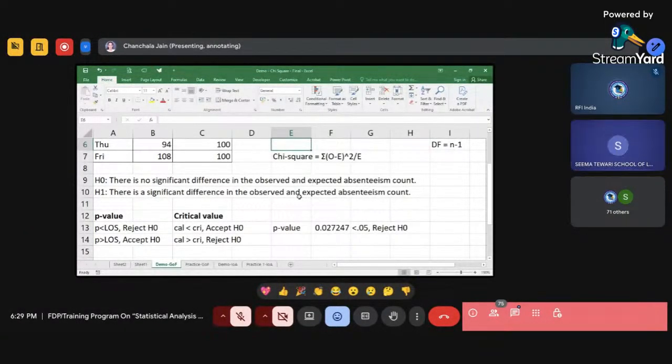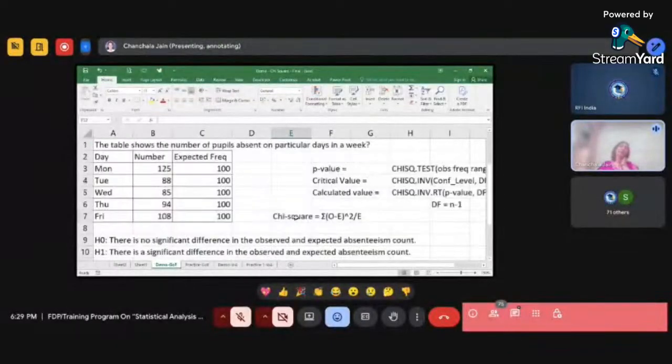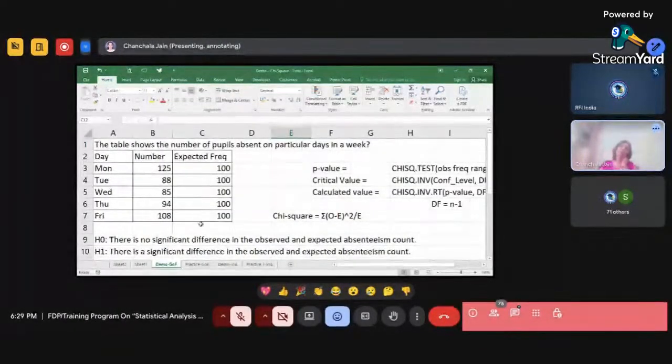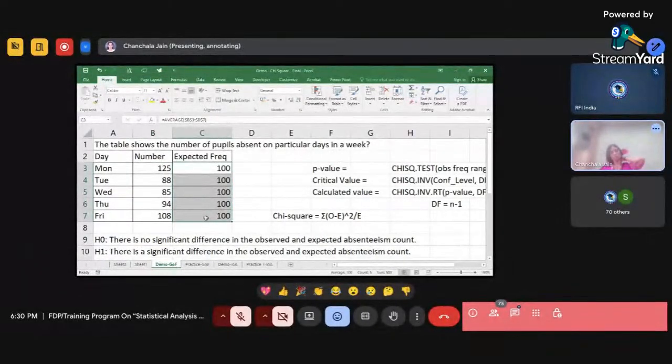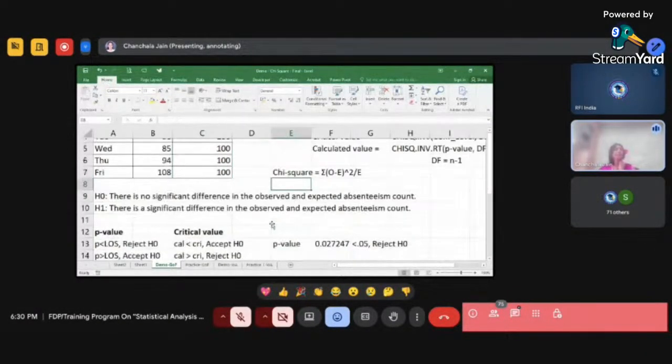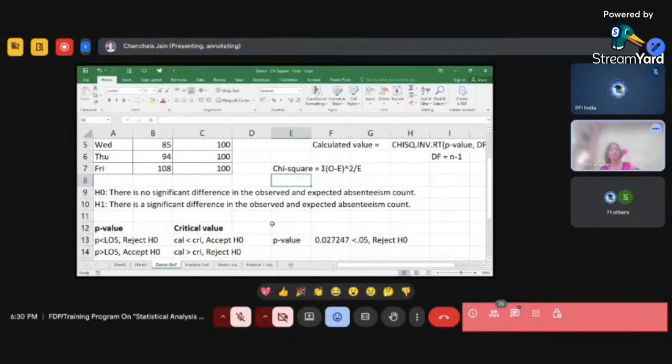Ma'am, in that case, chi-square assumptions are a little different. The chi-square assumption says the expected count should not be less than 5. We will not look at the observed count because that is not in your hand; we will see the expected count, and it should not be less than 5. So the assumptions of the chi-square test are different because it is a non-parametric test. Okay, fine.